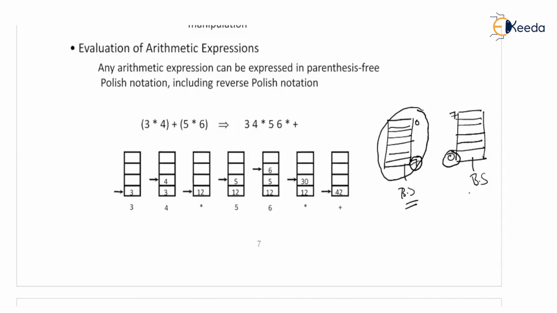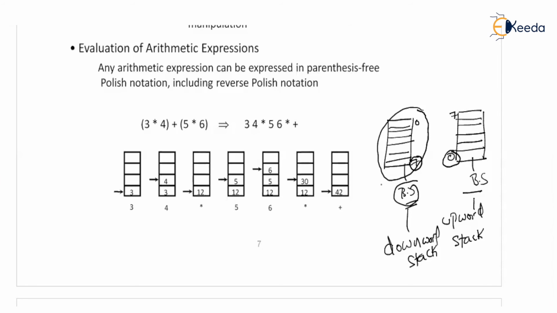This is called upward stack. This is called downward stack. What is upward stack? Upward stack increments the stack pointer during the push operation. What is downward stack? Downward stack decrements the stack pointer during a push operation.